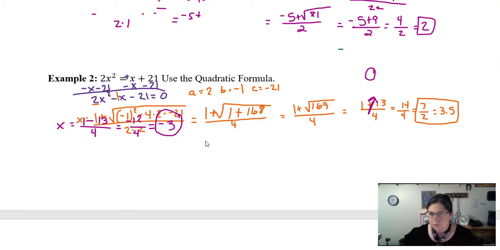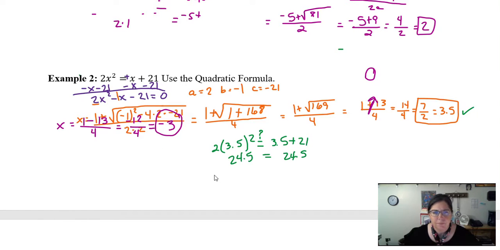So my first answer is 3.5. So I'd go 2 times 3.5 squared. And I want to see, is that equal to 3.5 plus 21? Well, 3.5 squared is 12.25. 12.25 times 2 is 24.5. 3.5 plus 21 is 24.5. So they are the same thing, so they are equal. So this one works.